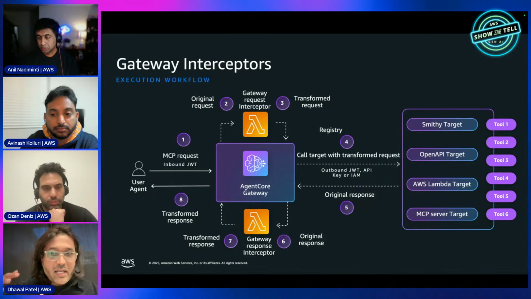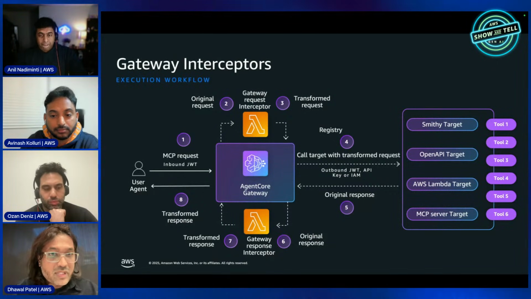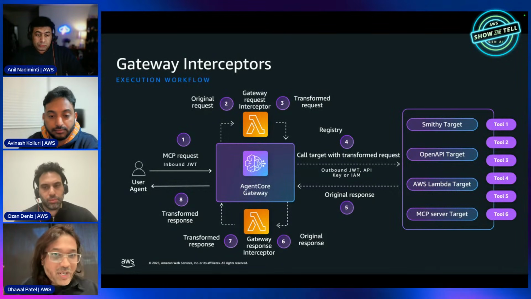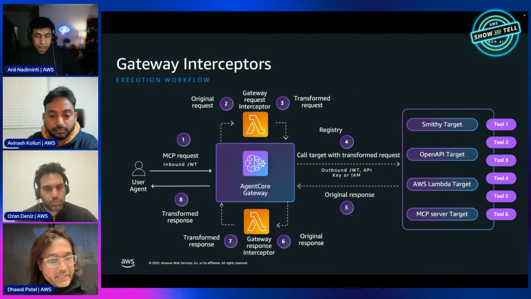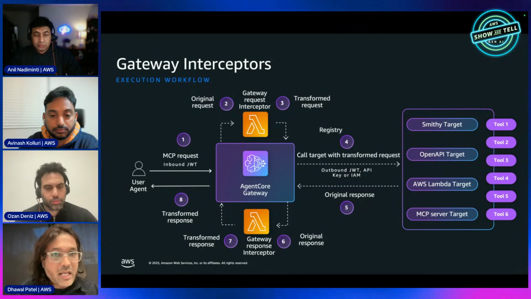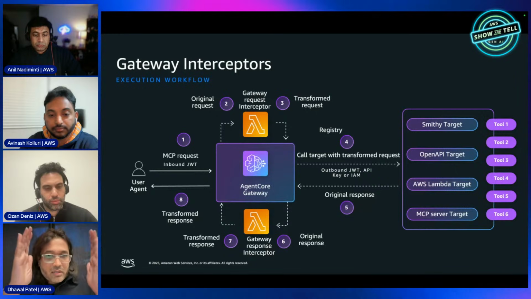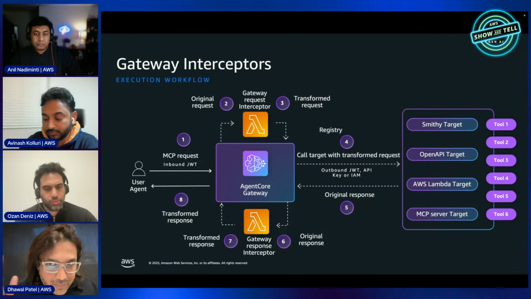open API target. And then you can also have your AWS Lambda function and expose this as an MCP tool using a Lambda target. Or you can also bring your existing MCP servers hosted in EKS or Kubernetes or wherever it is. It's cloud agnostic. Wherever you're hosting these MCP servers, you can unify them, a single unification point on AgentCore Gateway.